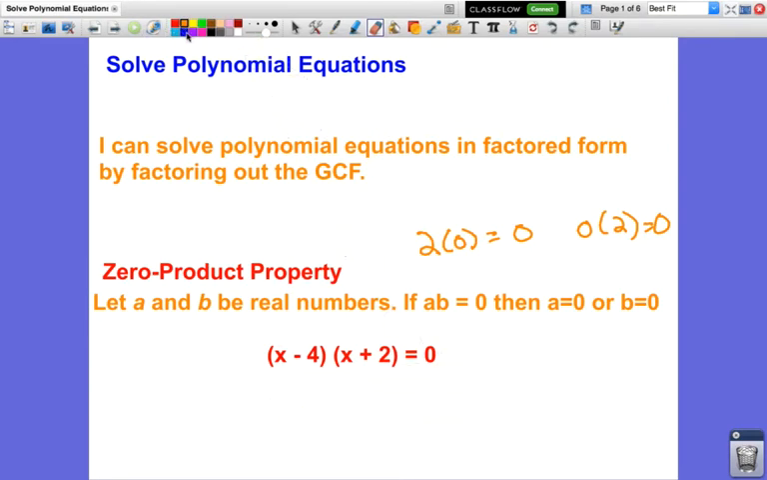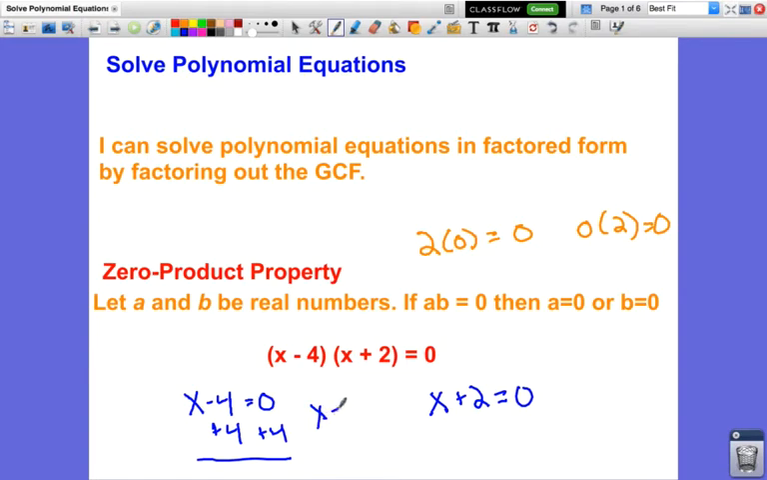So I'm going to set up x minus 4 equals 0, because if I make this whole set of parentheses equal to 0, then the whole equation would be 0. I'm also going to set up another equation where x plus 2 equals 0. If I add 4 to both sides, x equals 4. If I subtract 2 from both sides, I get x equals negative 2. So my two solutions are x equals 4 and x equals negative 2.